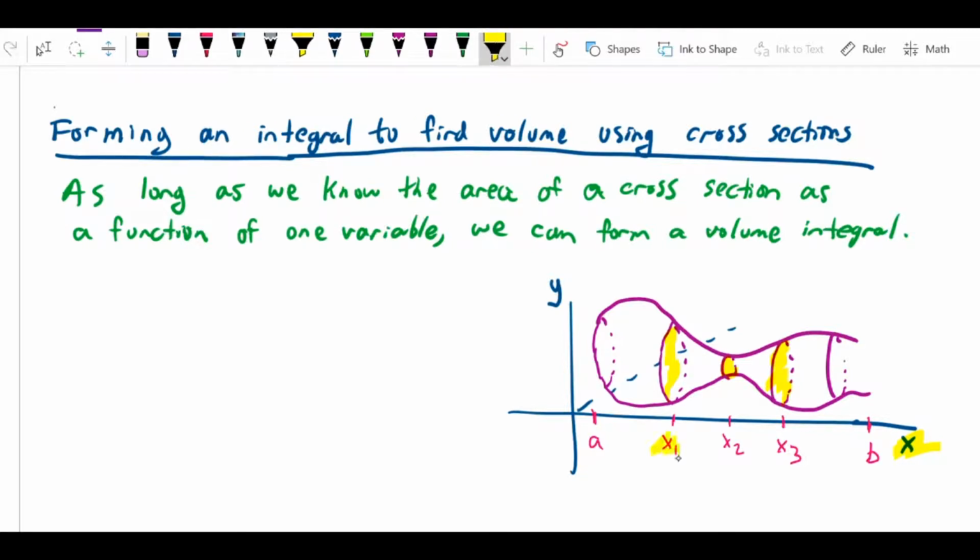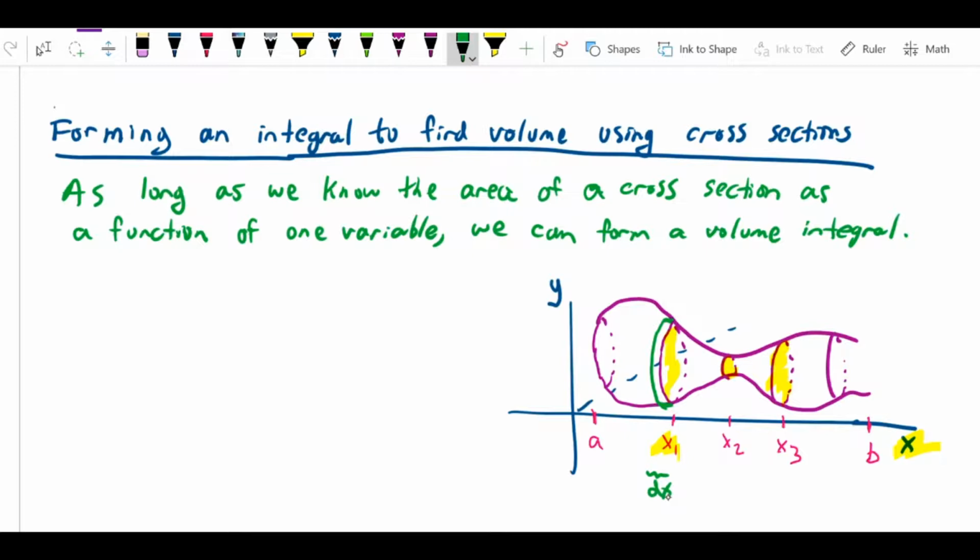Let's pick x1. If you look at the cross-sectional area right here, I can't just add up areas, because an area is just a flat object. But what I could do is extend this a tiny little bit in that direction. And guess what we're going to call that? We're going to call it dx. Why? Because that's what we always call a tiny bit of distance in the x direction.